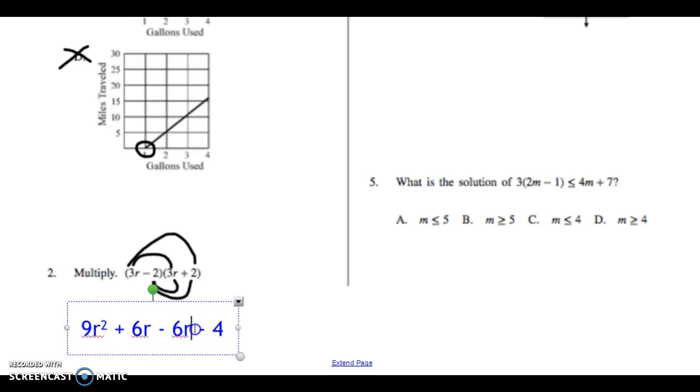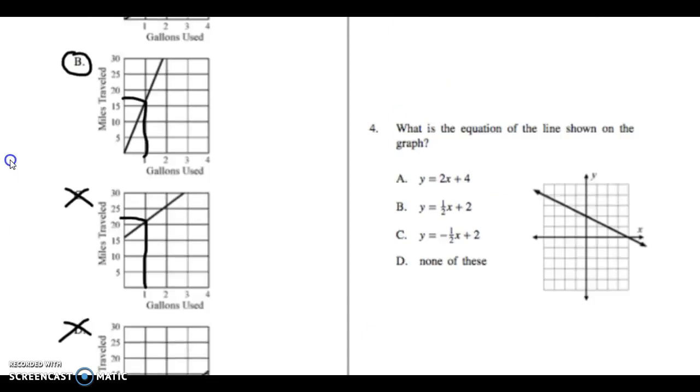We can see that these two terms are additive inverses. When we add them together, they'll eliminate. So the final answer is just this without the two middle terms. They become 0, so we don't need them anymore. Your final answer should be 9r squared minus 4, and we use the double distributive property for that.